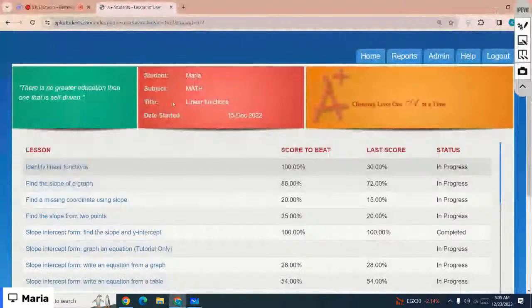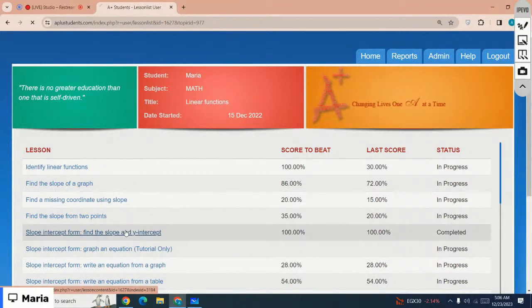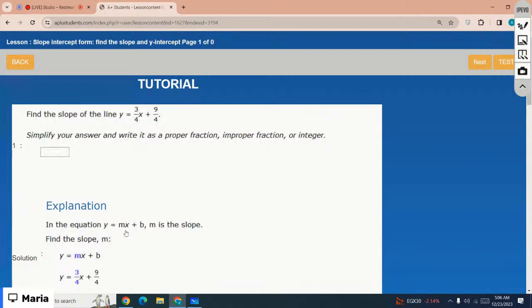Okay, so here I am on grade 9 math. We're going to start with the chapter linear functions. We're going to start with the lesson slope intercept form, the slope and the y-intercept. First we're going to learn what is the slope intercept form of the linear equation.